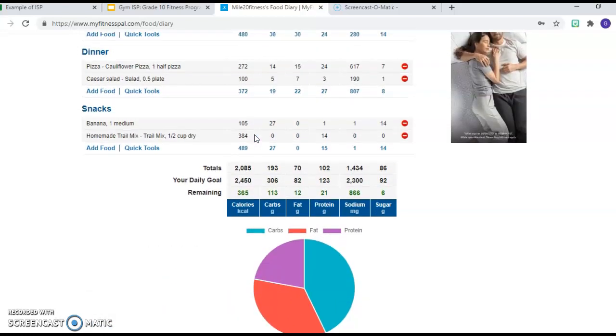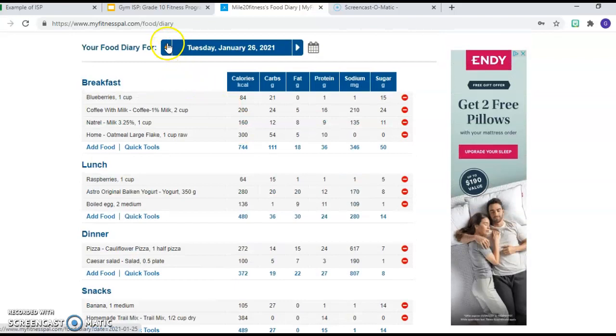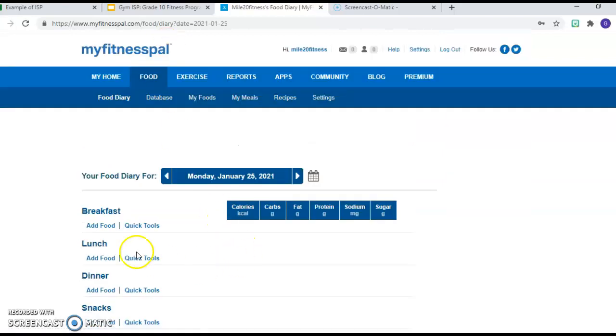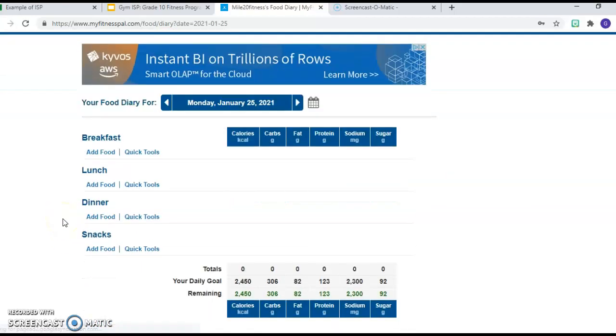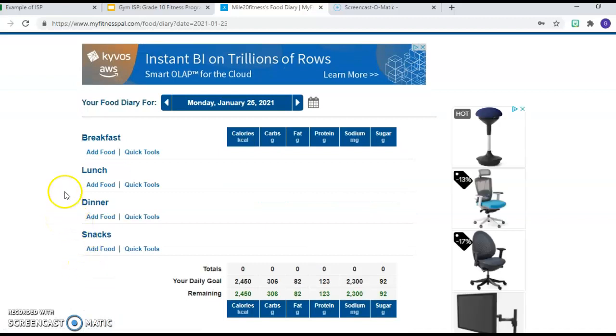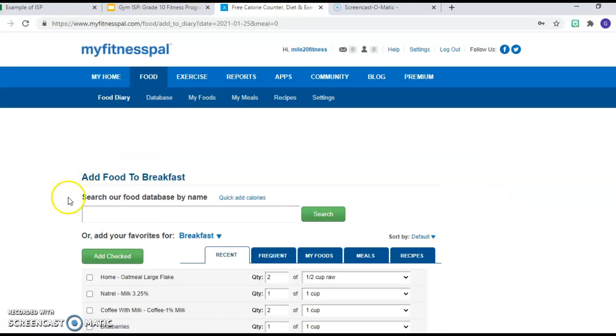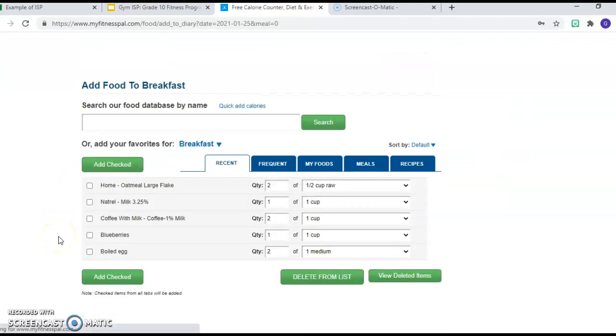All right. Now, if I cycle back one day just as a random thing. Okay, so here it is all empty, right? This is what you get when you start. If I go to add food at breakfast, I almost always eat oatmeal for breakfast, right? It kind of keeps track of the ones that you've used.